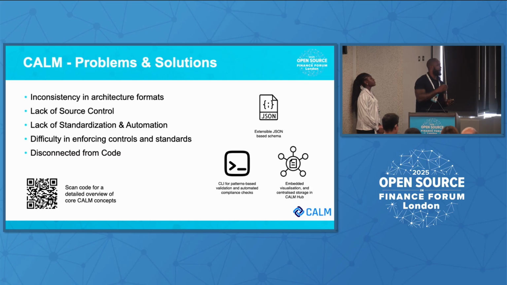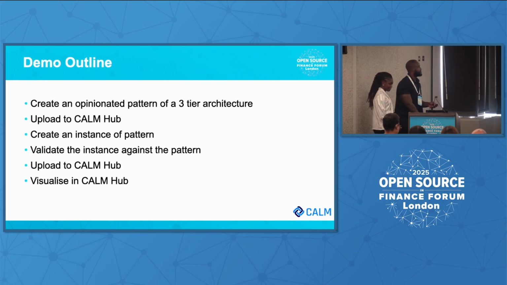CALM also features a centralized storage called CALM Hub. And essentially, it's like NPM for architectures. I can create a pattern, post it to CALM Hub, and another developer in another team can pull the architecture, create an instance of it, and validate and put it back to CALM Hub. Without talking too much about it, we're going to show you a quick demo about how CALM actually works, and I'll pass it over to Konadu.